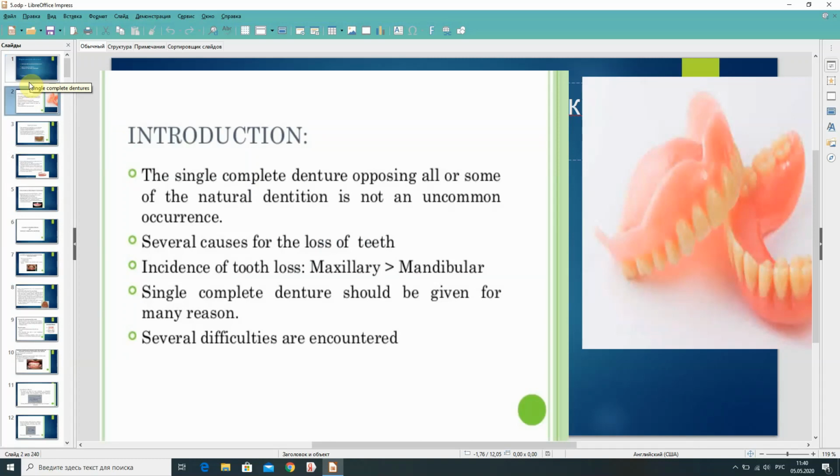Introduction. The single complete denture opposing all or some of the natural dentition isn't an uncommon occurrence. Given the several causes for the loss of teeth and the incidence of tooth loss, a maxillary and mandibular single complete denture should be given for many reasons. Several difficulties are encountered.